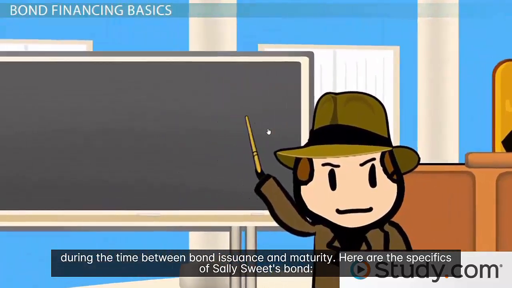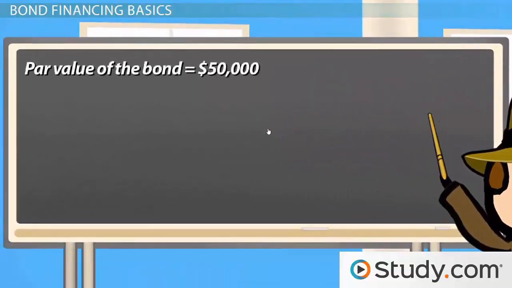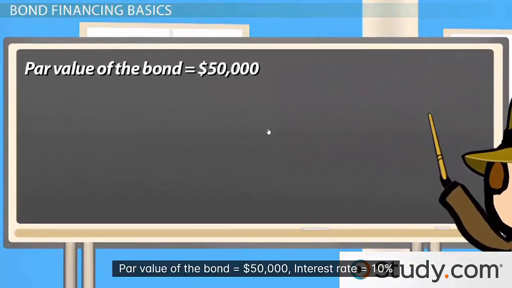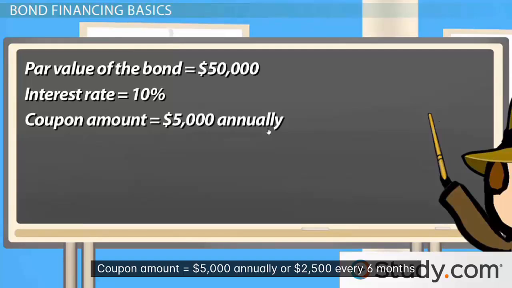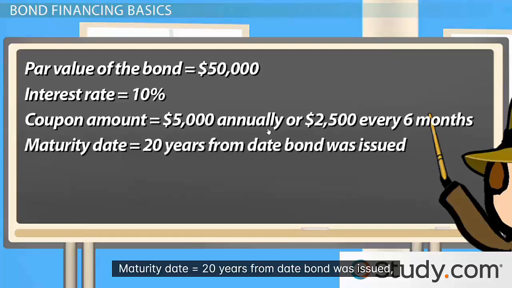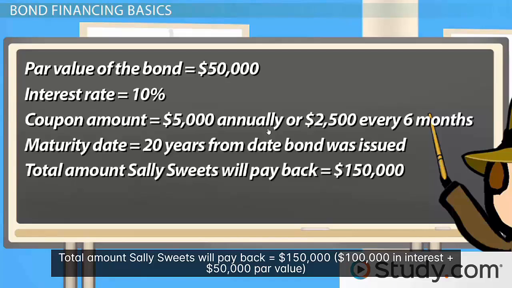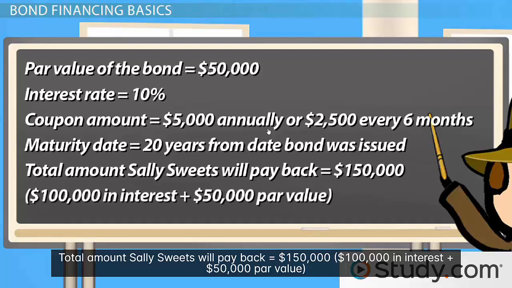Here are the specifics of Sally Sweets' bond. Par value of the bond equals $50,000. The interest rate is 10%. The coupon amount is $5,000 annually, or $2,500 every 6 months. The maturity date is 20 years from the date the bond was issued. And the total amount Sally Sweets will pay back is $150,000: $100,000 in interest, $50,000 par value.